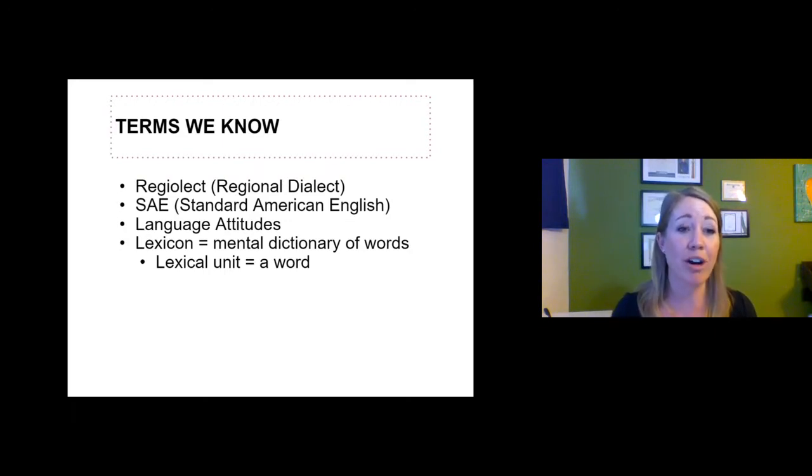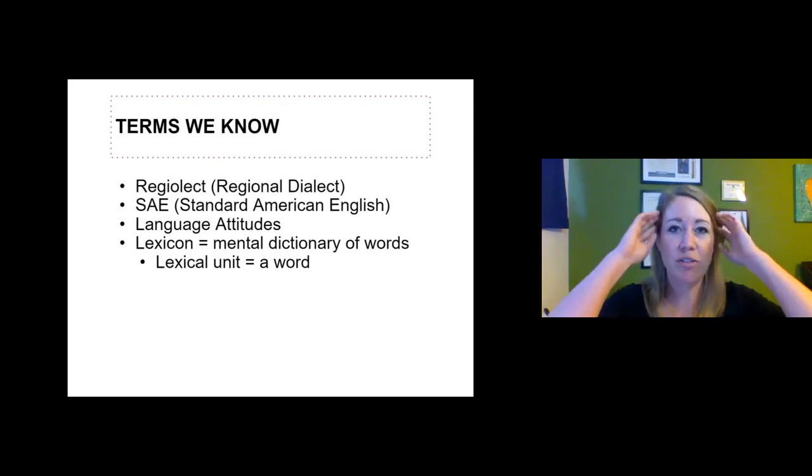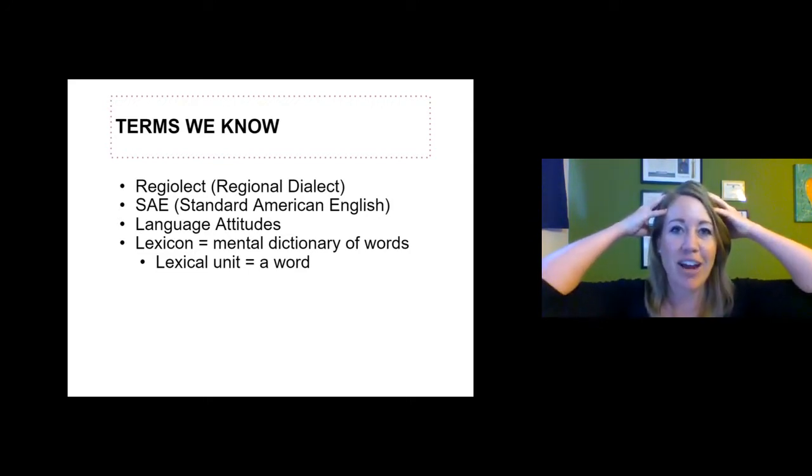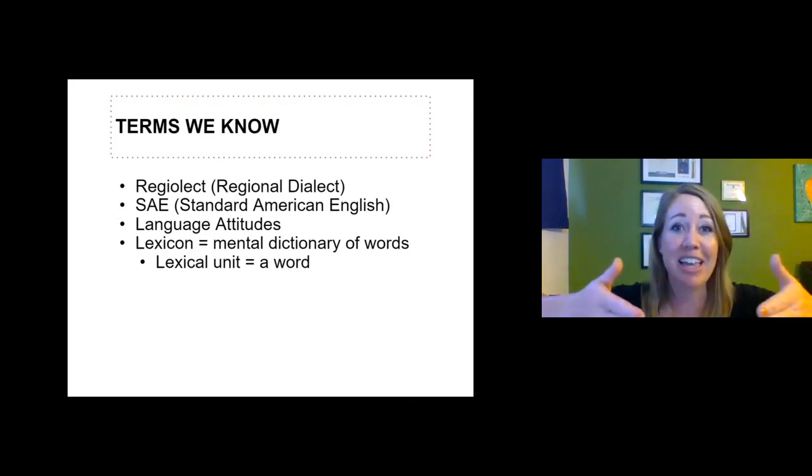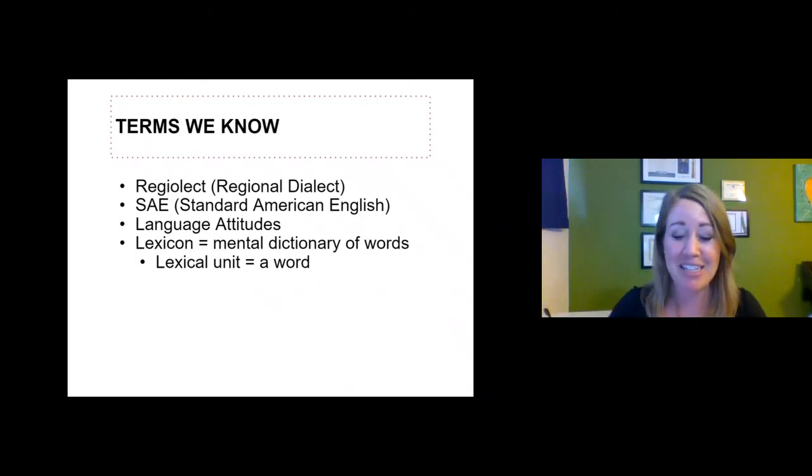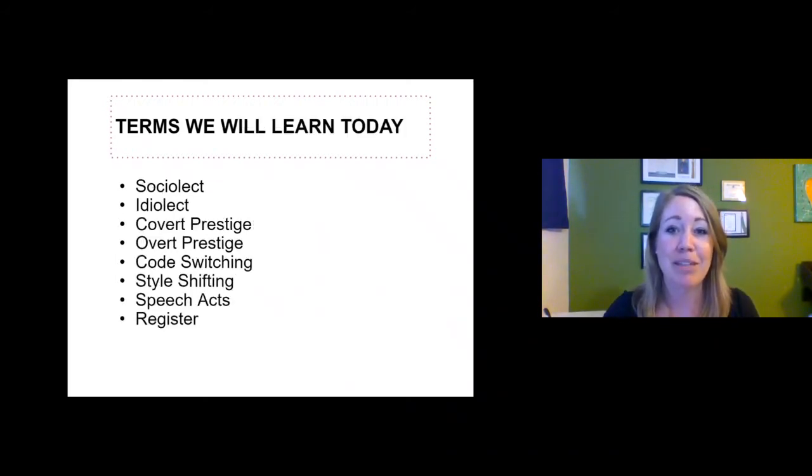Here are some terms that we've already reviewed in the prior lectures: regional dialects, standard American English, language attitudes, and a word we've used a little bit, lexicon. So that's your mental dictionary of words. That's all the grammar that's in your head that maybe you can't articulate, but you're still following it. That's called your lexicon. Here are terms that we're going to explore today. There's quite a few of them. Take notes if you need to.